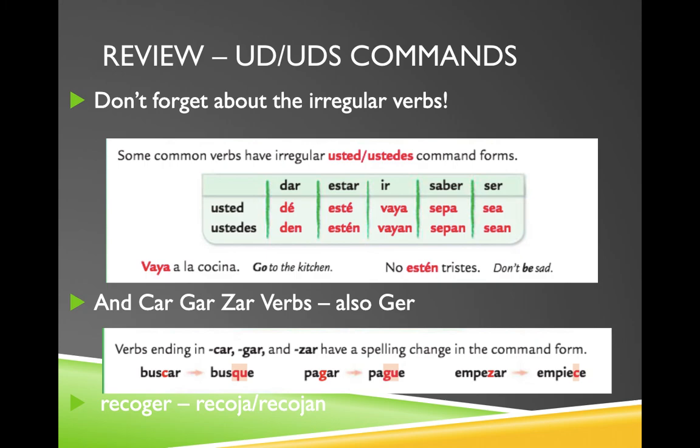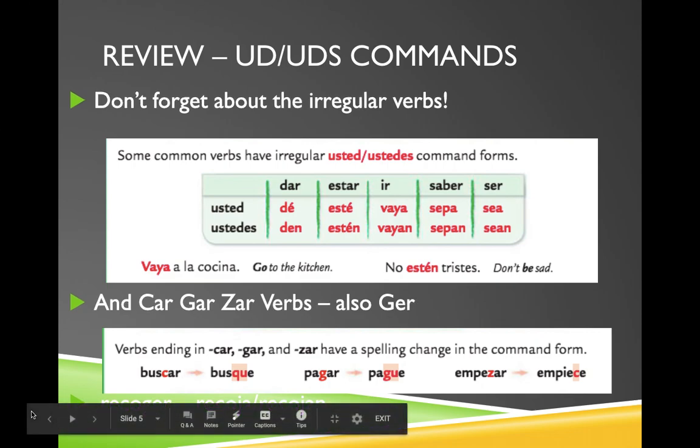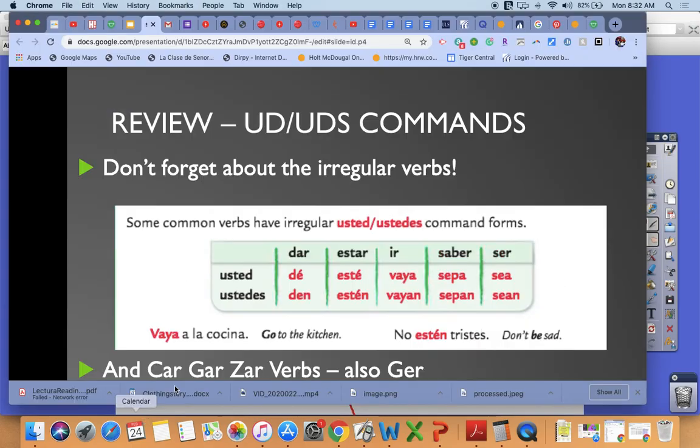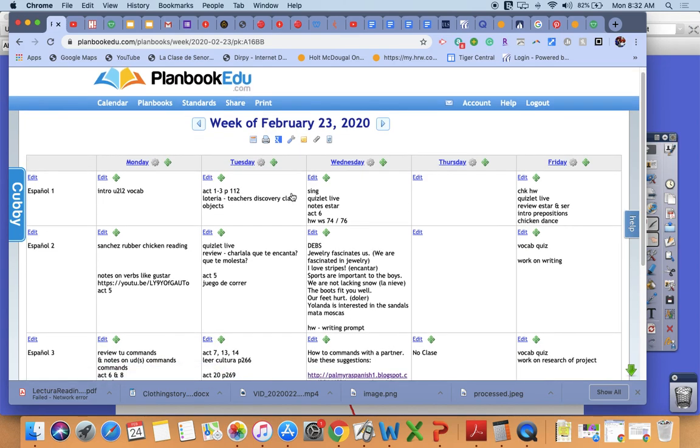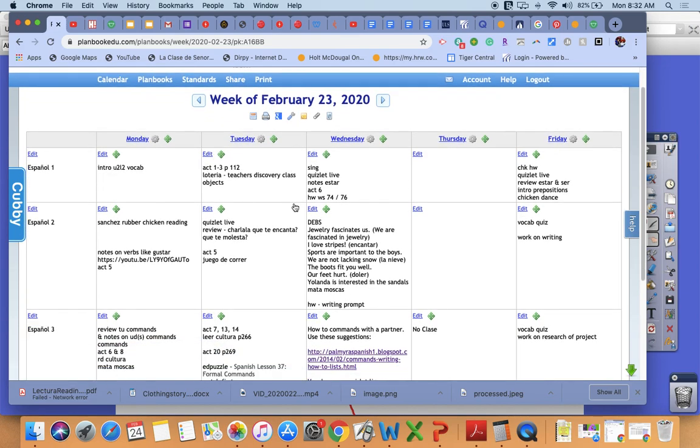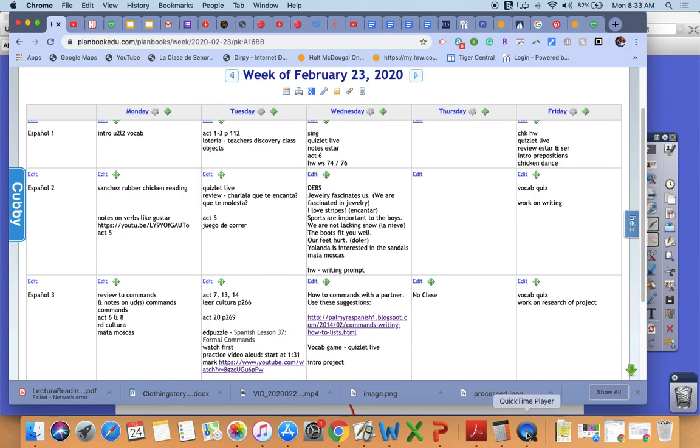Okay. Do you want a few minutes to practice on your iPads? Okay. And then we're going to do actividad 6 and 8. Probably not going to have time for matamoscas. On, let me think, Friday we will have a vocab quiz. So study that food vocab this week. Study your commands. That's all we're working on. Okay. Any questions?